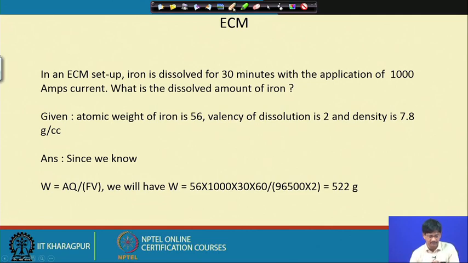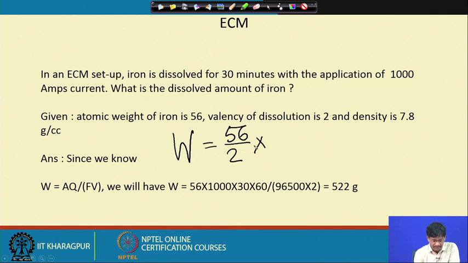Let us see what we have been given. W is what we have to find out. What is the dissolved amount of iron? So, let us write W. This must be equal to atomic weight by valency, so 56 by 2, multiplied by charge. Wait a minute, I think I made a mistake. No, it's all right.